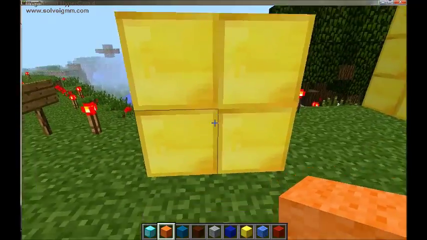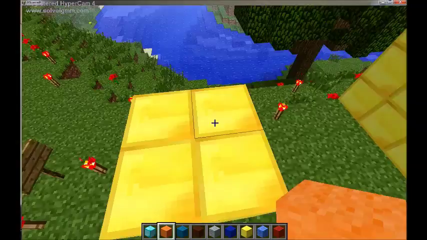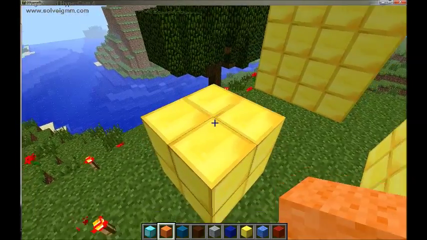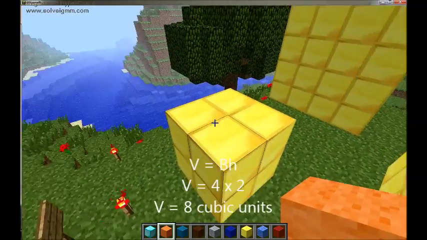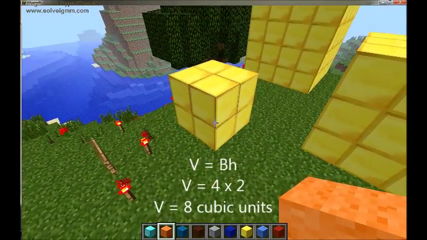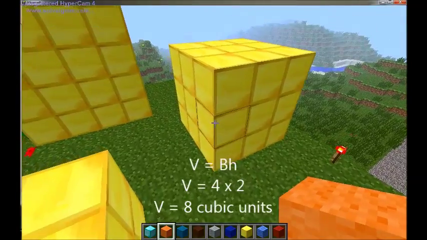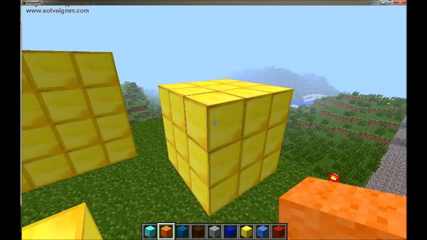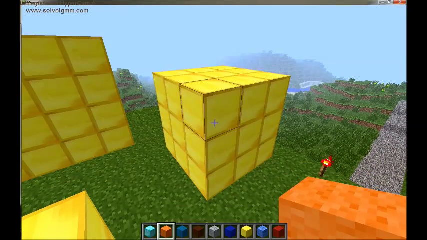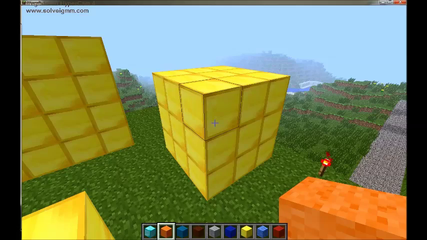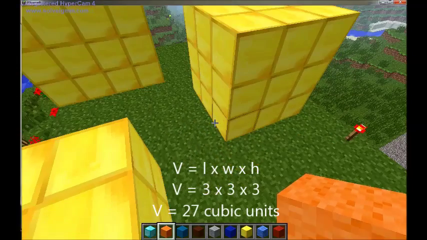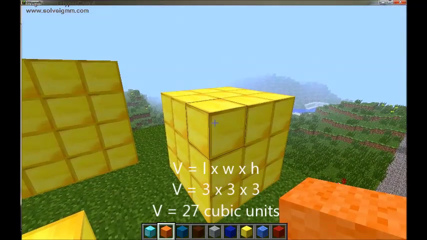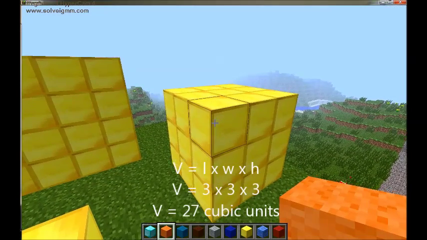And that makes sense because if I look at it from the top, I know one layer is 4 units cubed, and I have 2 layers. So the area of the base must be 4 times the height 2 gives me 8. Okay, looking at this cube, it has a length, width, and height of 3. So what is its volume? Well, 3 times 3 gives me 9, and 9 times 3 is 27.